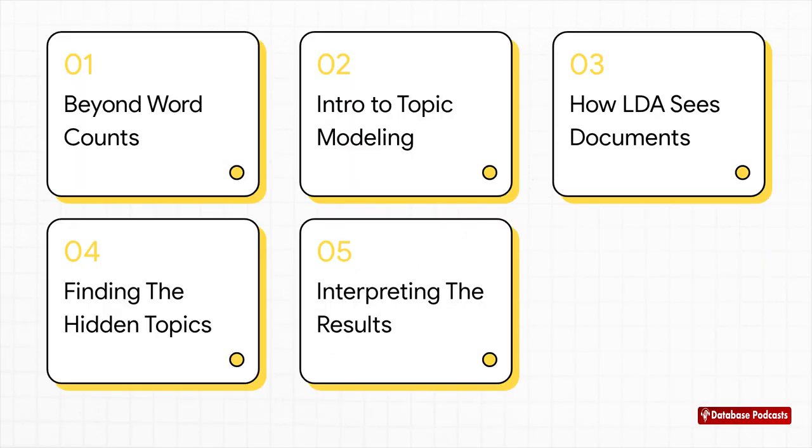So here's the roadmap for our journey today. First, we'll talk about why just counting words isn't enough. Then we'll introduce the main event, topic modeling itself. After that, we're going to peek under the hood to see how the most popular method, LDA, actually thinks about documents. Then we'll uncover the clever process it uses to find those hidden topics. And finally, we'll see how we turn its output into actual, useful insights.